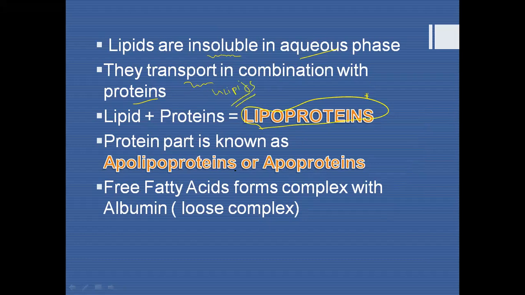Here, the protein part of lipoprotein is known as apolipoproteins or apoproteins. Free fatty acids form a complex with albumin. They are not considered under the heading of lipoproteins because the complex of albumin and free fatty acid is very loose and can be easily detached. So the protein part of lipoprotein is known as the apoproteins or apolipoproteins, and combined along with the lipid, they are known as lipoproteins.